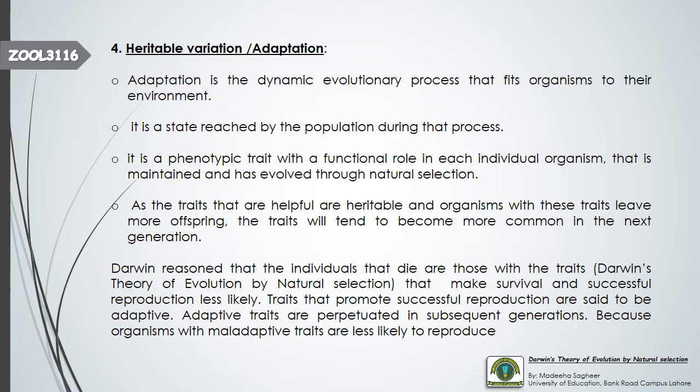Adaptation helps us to fit ourselves in our environments. It is a state reached by a population during that process. During that process, meaning during the process of evolution, the variations in the individual are ultimately passed on to the next generation, then the next generation. As we talked, it is a very gradual process. So ultimately the population adapts itself to the environment.